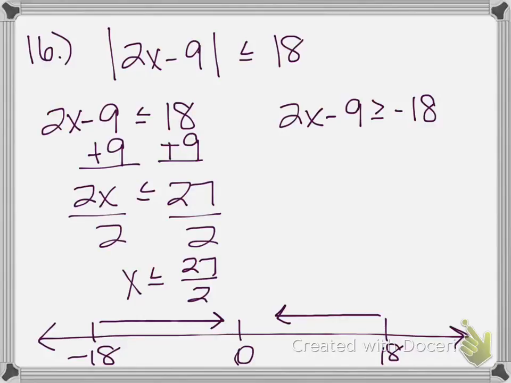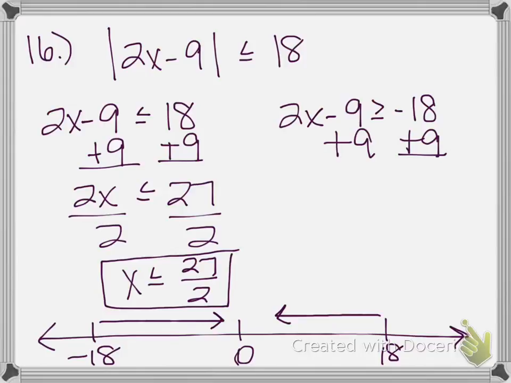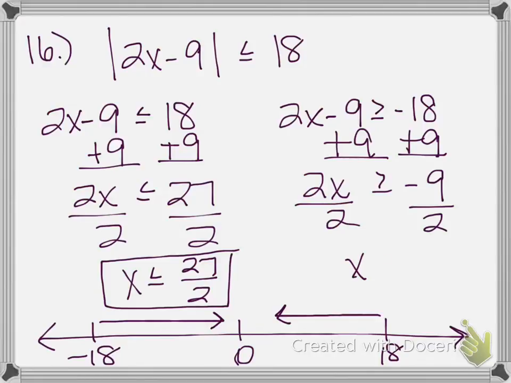Does the direction specify fraction? It does say type an integer or fraction. So we would have to make sure that we typed 27 over 2. What number are we on? 16. So I have x is less than or equal to 27 over 2. And then when I solve this one, I'm probably going to get a fraction again. That's negative 9. Yep, so I get x is greater than or equal to negative 9 halves.